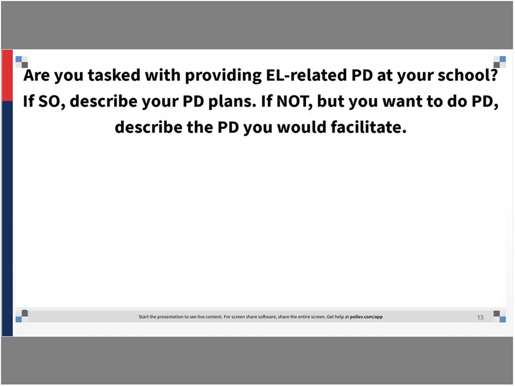Okay, everybody, just for the sake of time, as we're figuring out our poll situation, if you would not mind adding to the chat box or unmuting yourself to share: are you tasked with providing EL-related PD at your school? And if so, what are your plans? If you're not, but you want to do PD, tell us the PD you would facilitate.